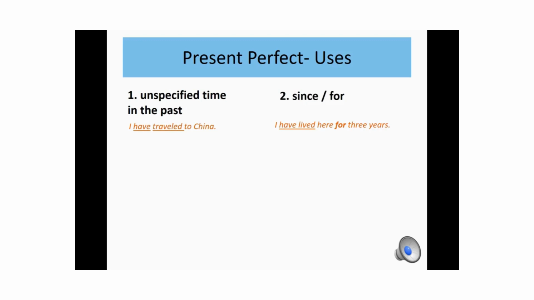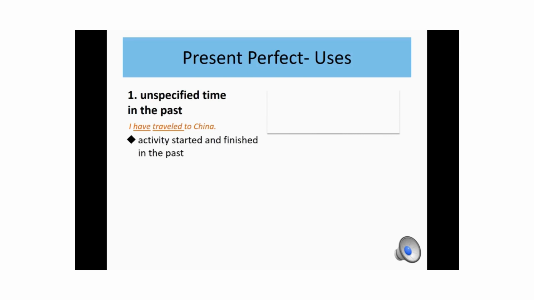Let's take a closer look at the first use. When we say unspecified time in the past, what we mean is that we're talking about an activity that started and finished in the past, but with no mention of a specific time. So for example, we can't say last week or yesterday. It's not important when the event happened, but rather it's about life experience.